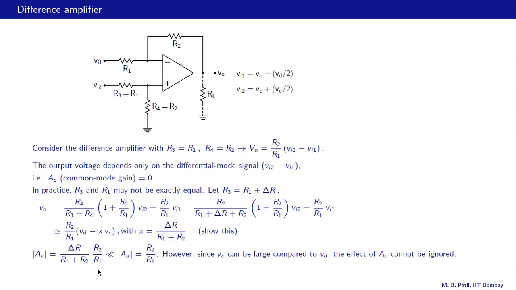But the problem is the common mode voltage can be much larger than the differential mode input voltage, and we have already seen an example of that in our bridge circuit. If you recall, VC was 7.5 volts there and VD was 37.5 millivolts. So in that case, clearly VC was much larger compared to VD, and therefore the effect of AC may not be small overall because AC gets multiplied by VC and VC is large.